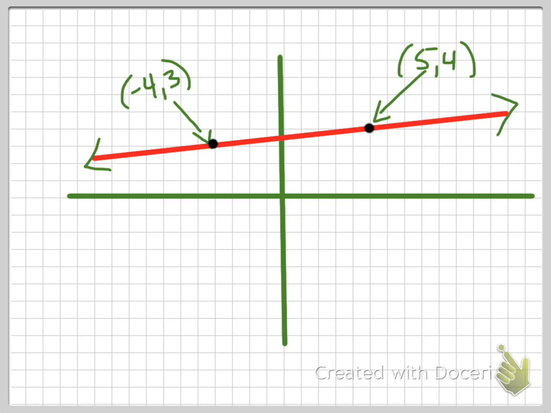You see I put the point right there. Let me get my pen back. All right, here is my pen. Okay, there's -4, 3. We could call it point A. And over here is 5, 4. We can call this point B. And now look at the line.